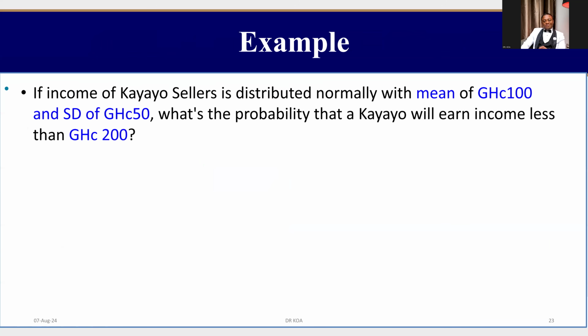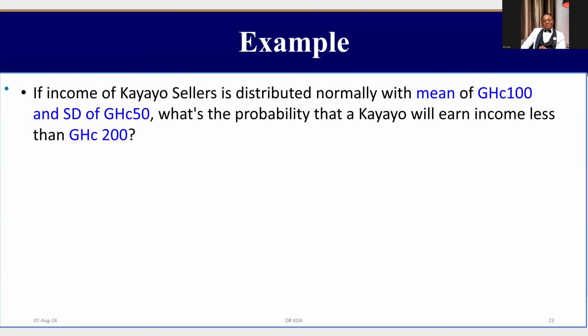If the income of Kayayo sellers is normally distributed with a mean of 100 and a standard deviation of 50. Remember, the mean and the standard deviation are always given to you. Watch the sentence, the average mean of a normal random variable. And this is a Kayayo. So I go into Makola, pick the Kayayos there, I check their salary. The average income they make is 100. And there's a standard deviation of 50.